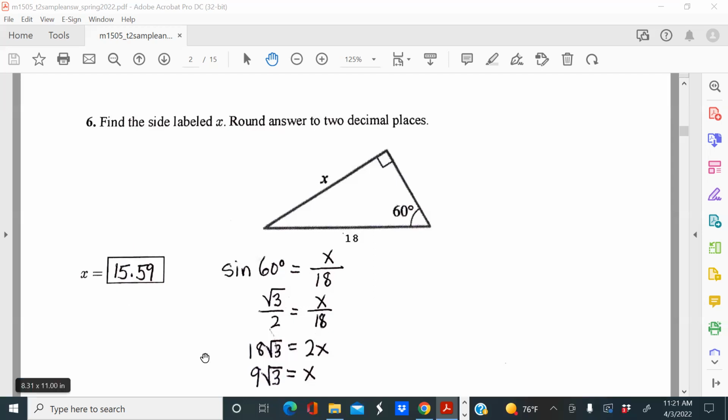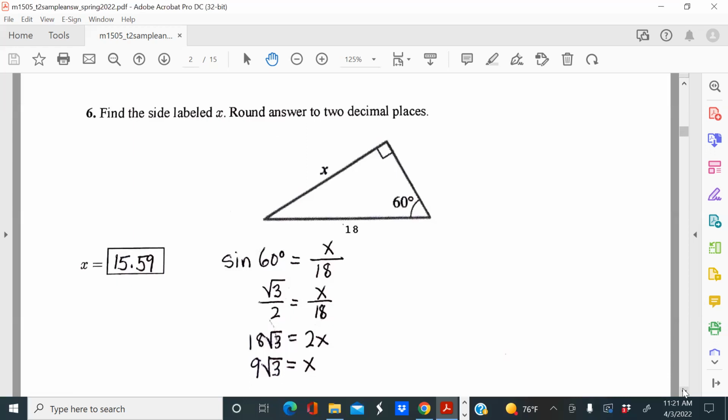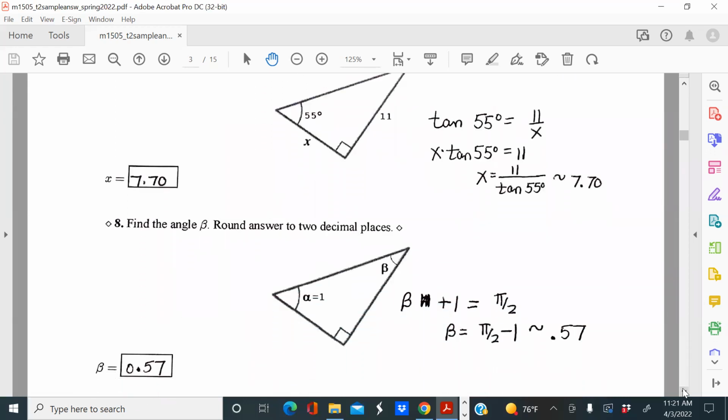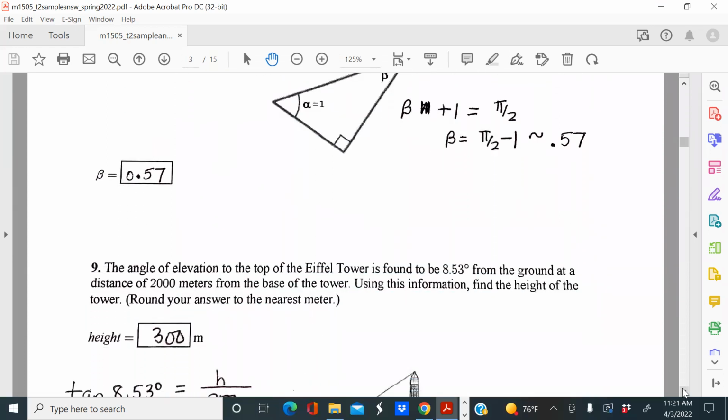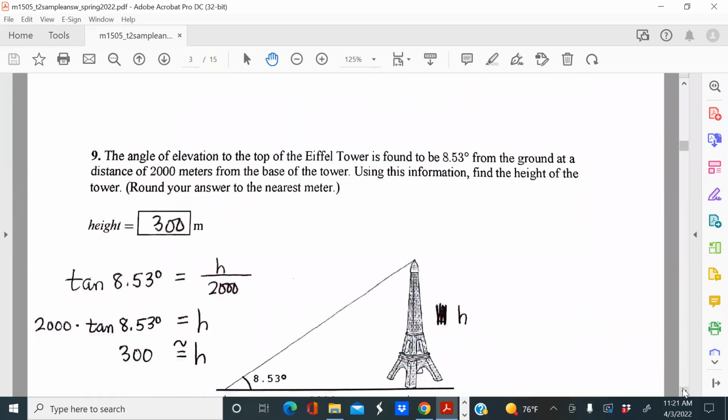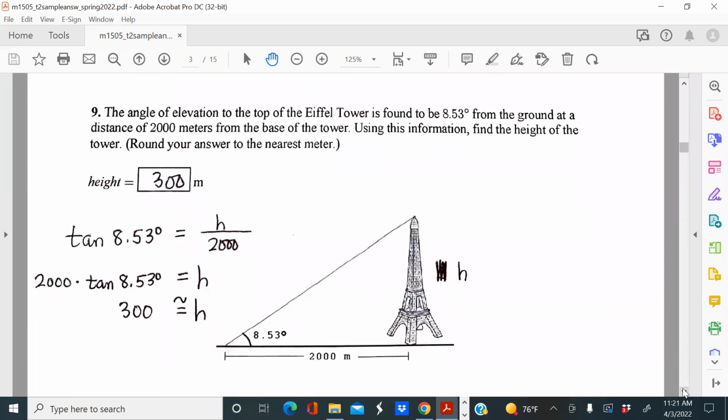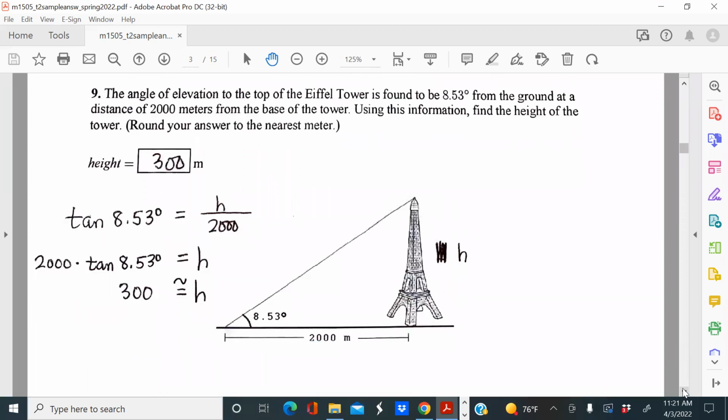All right, so you'll certainly have problems like number 6 on the test, because that's just a very basic application of trigonometry, which is solving right triangles. Let's move down here to look at another instance where we're solving a right triangle, but in this case, in an application. All right, so here we have kind of an engineering problem.